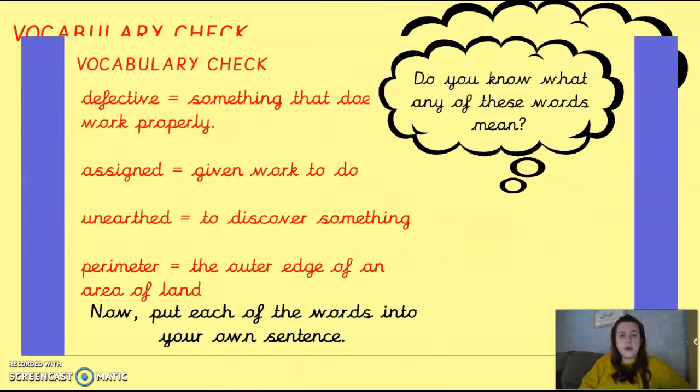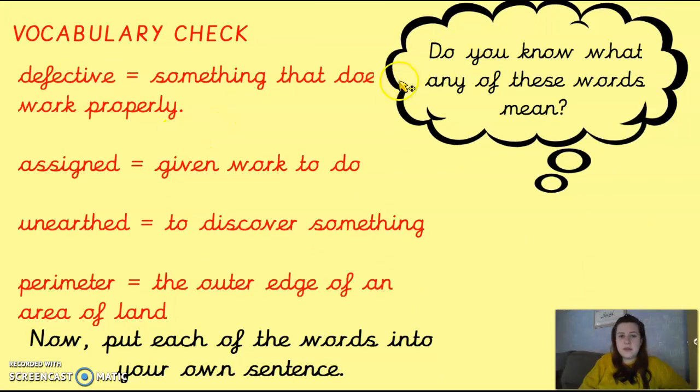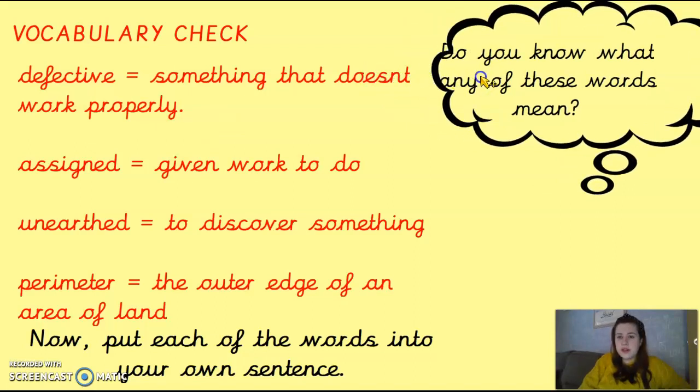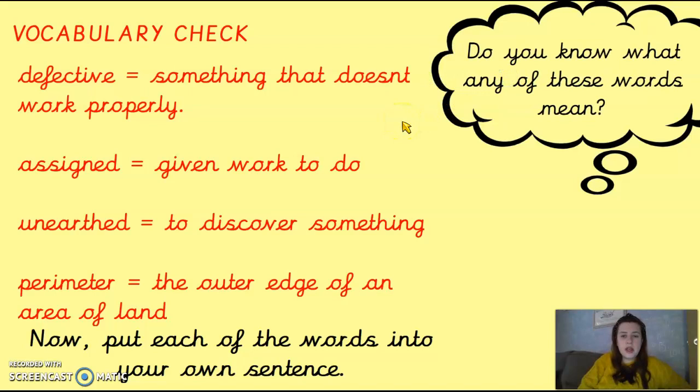Okay, so the word defective means that something doesn't work properly. So if something is defective, it doesn't work, it's broken, it doesn't do what it's supposed to. If you're assigned something, you're given work to do. So you might be assigned some homework, they are assigned to dig holes. If you unearth something, you discover something, usually something bad or negative, but it could be positive. So you discover something. And the perimeter is the outer edge of an area of land, so the outside of it.